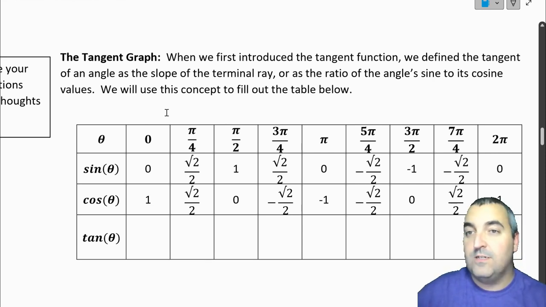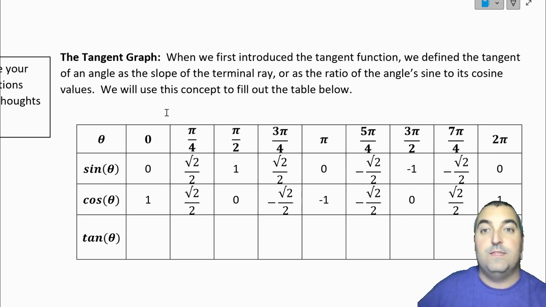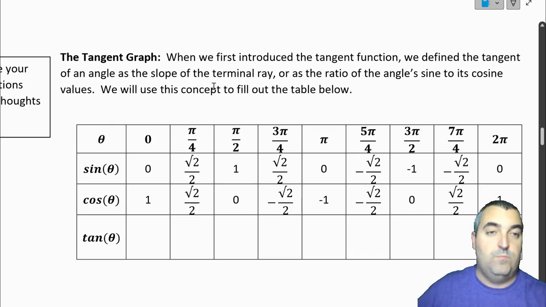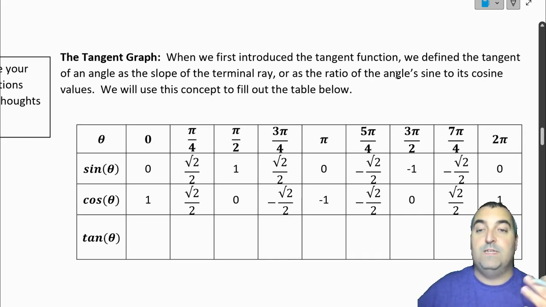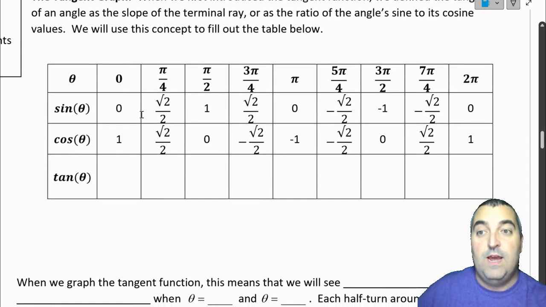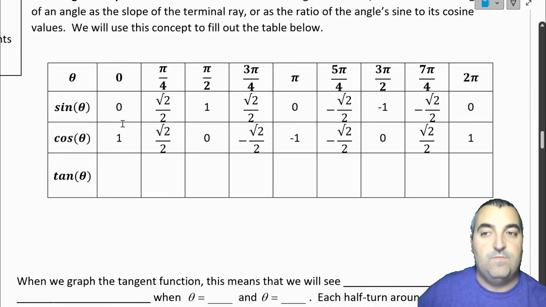Today we are still talking 3.8. We are looking at the graph of the tangent function now. When we first talked about it, we talked about it as the ratio of the angle's sine to its cosine, and that's going to help us out here, where we know all of these values. You can see here we have the angles at the top: 0, pi fourths, pi halves, 3 pi fourths, pi, and so on and so forth. And then we have the corresponding sine and cosine values.